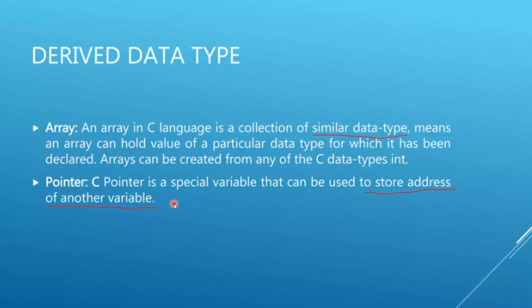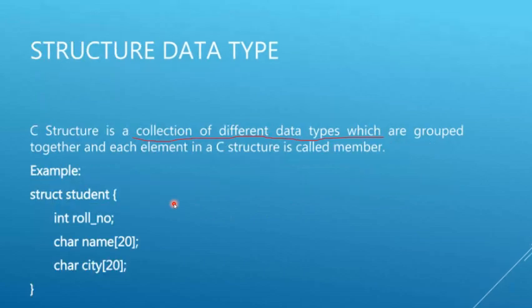And the next one, structured data type. A structured data type is a little opposite to arrays. Array stores similar data types, but when it comes to structured data types, it can store different data types. In a structure, we can store different data types. Here we can see in this structure student, there is an integer value and a character. That means we can store different data types in a single data type.